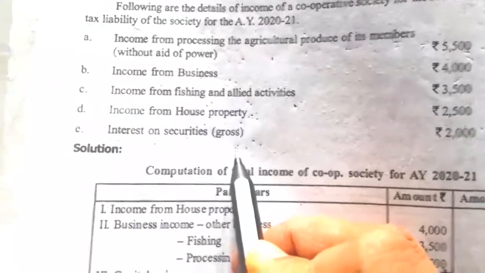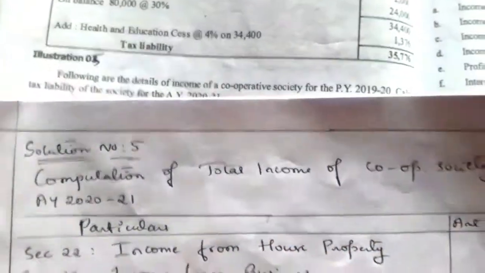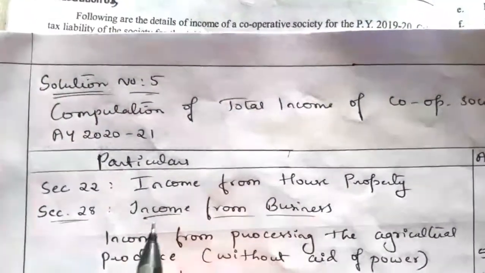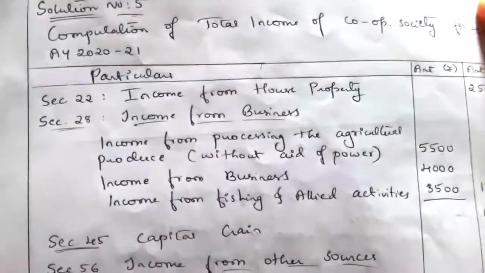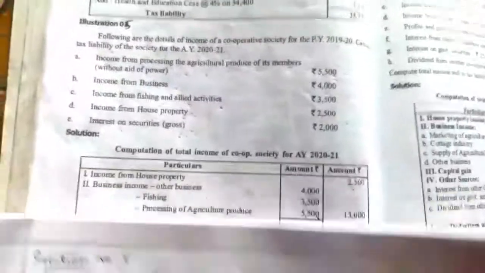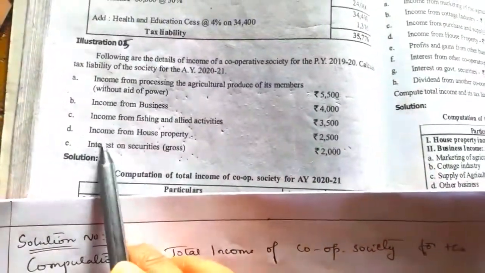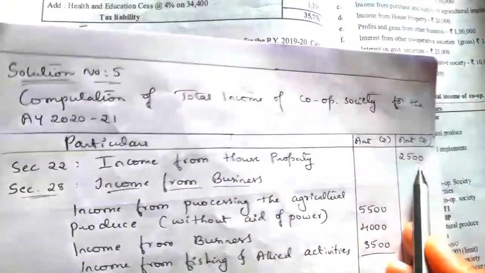So now we will calculate the solution. Write the heading: computation of total income of a cooperative society for the assessment year 2020-21. Draw 3 columns: particulars and 2 amount columns. Under that, the first section is Section 22, income from house property. Now see the question: is there any income from house property? Yes, there is income from house property, rupees 2,500. So we can take income from house property 2,500 directly.